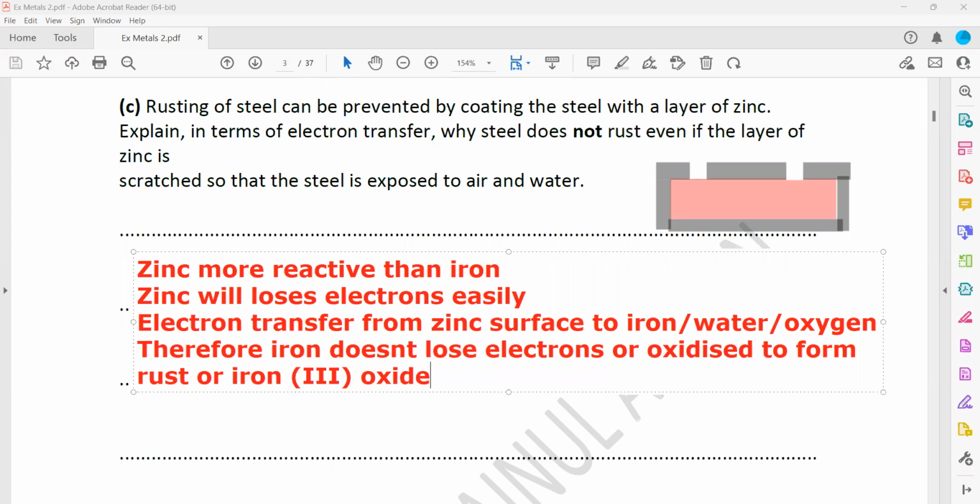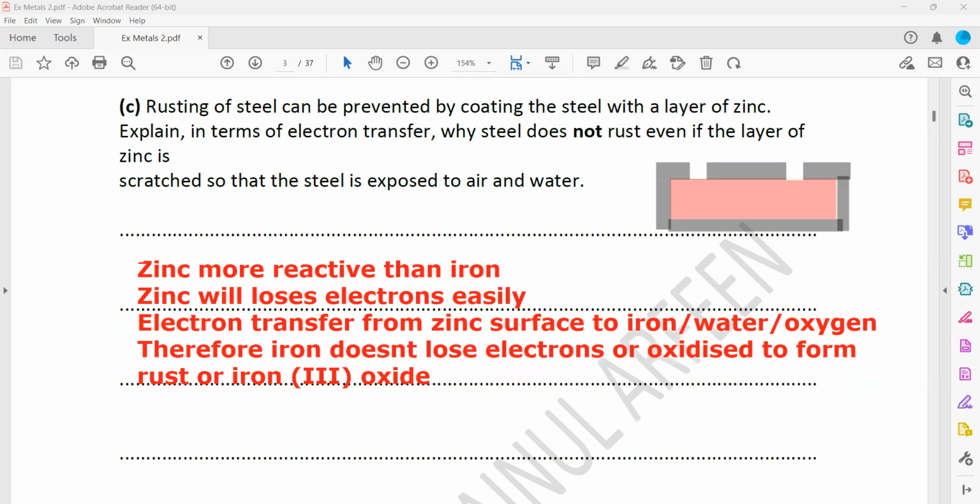The 4 points. Number 1, zinc is more reactive than iron. Zinc loses electrons easily or first. Electrons transfer from zinc to iron, or to water and oxygen, and therefore iron cannot lose electrons. Iron should lose electrons to rust, but because all the electrons are coming to the iron surface, it's not able to lose its electrons. That's how the iron is prevented from rusting.